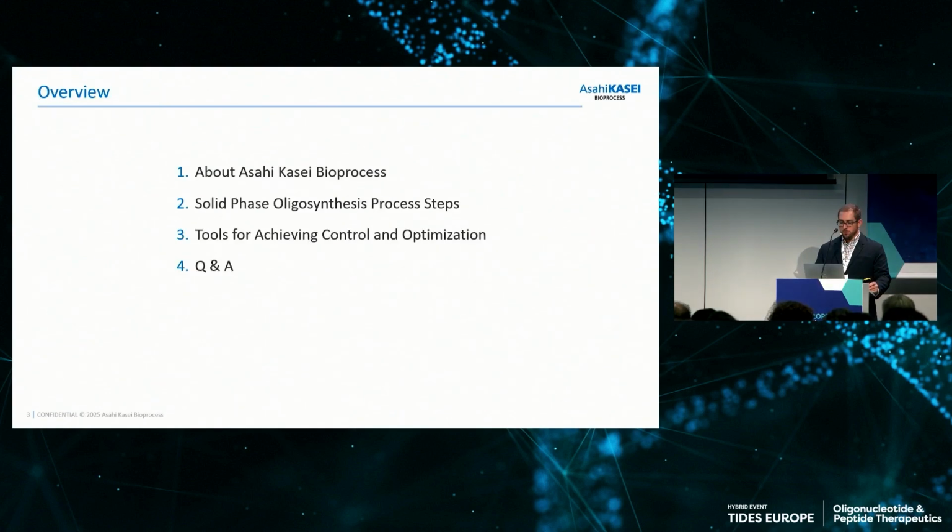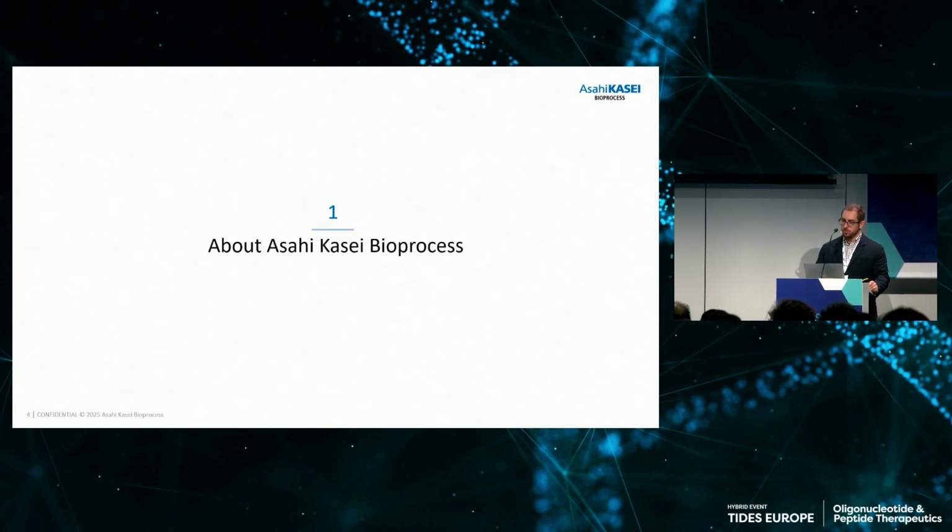So before we get into the details of optimizing the process, I'll briefly introduce my company, THESYS C&D Bioprocess. We'll take a quick look at the manufacturing steps that go into an oligo product, and then we'll dive into some ways that we can harness the technology available to achieve those steps efficiently and well.